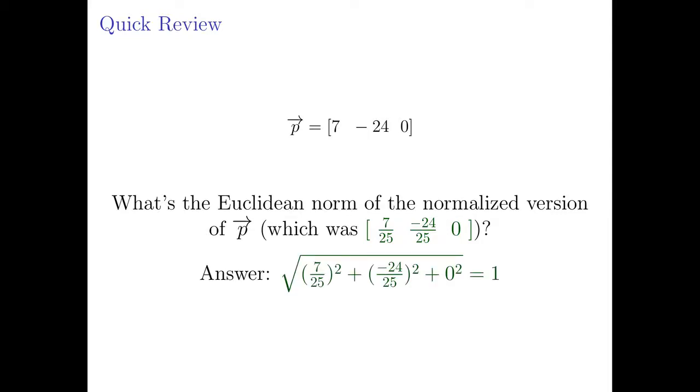The answer, of course, is going to be 1, because by definition, the norm of a normalized vector is 1. That's what it means to normalize it, is to restrict its magnitude, or expand its magnitude if it started out with a magnitude of less than 1, in order to make it exactly 1.